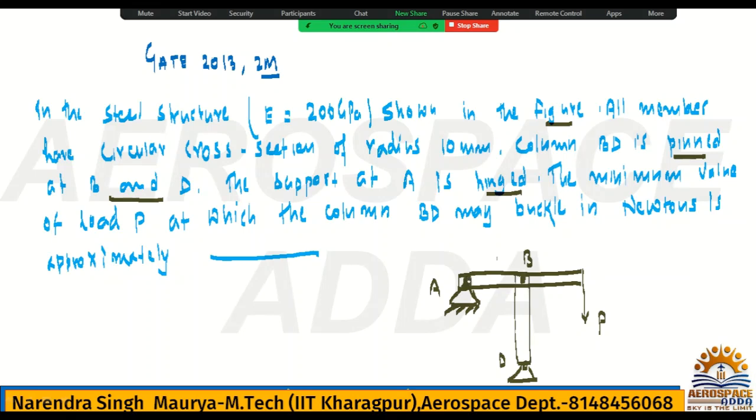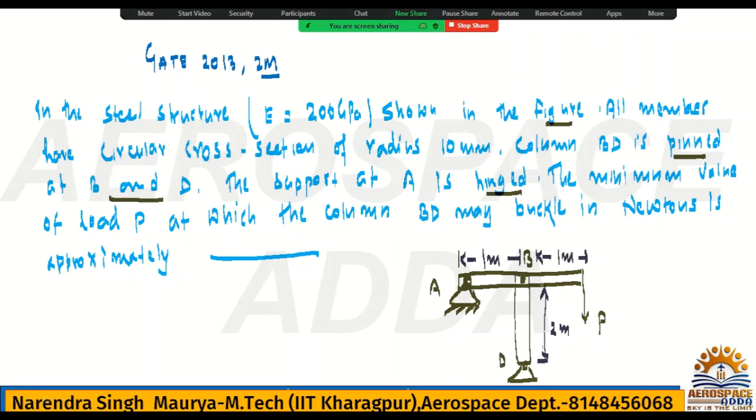I have marked the circle dot as hinged. The question is: what is the minimum value of load P at which the column BD may buckle? Column BD. So what should this load P be, so that column BD may buckle? So we'll write the length. The length of the column is given here. This is 1 meter. This is also 1 meter.